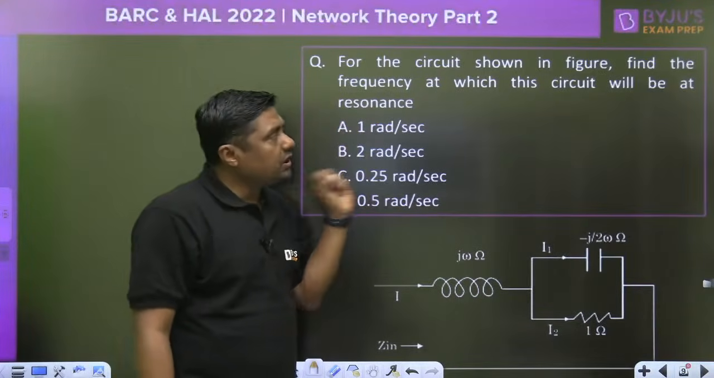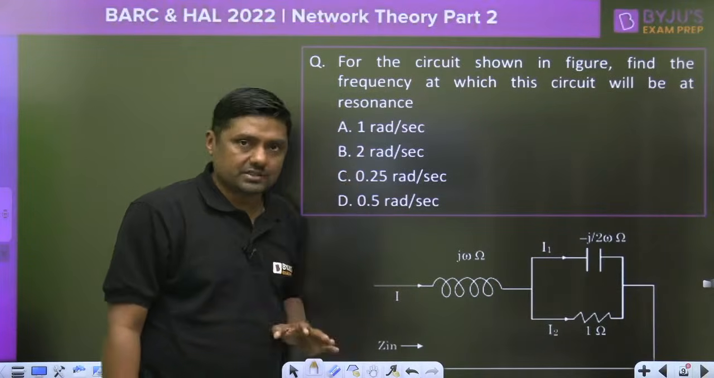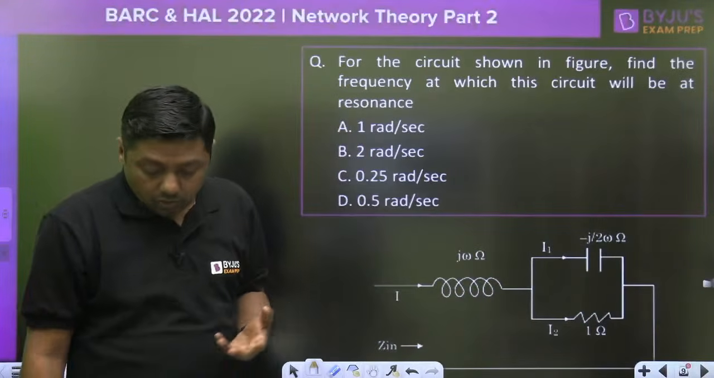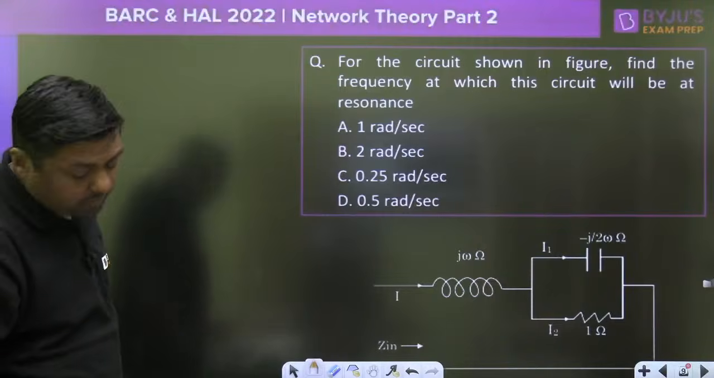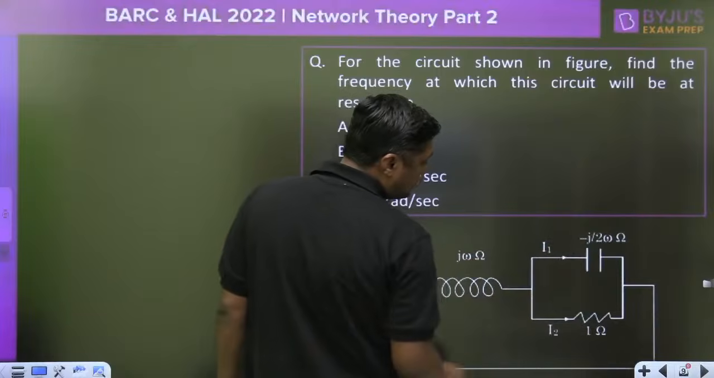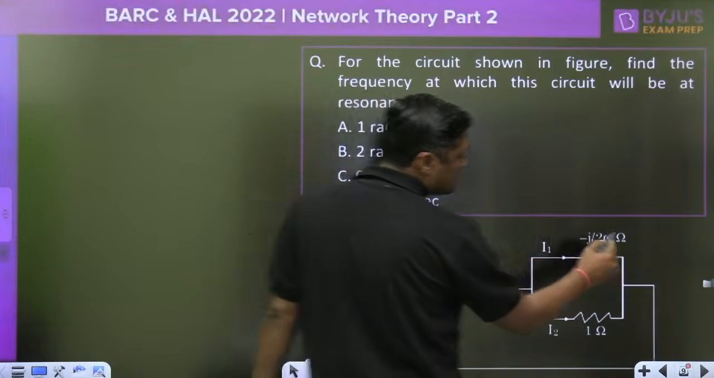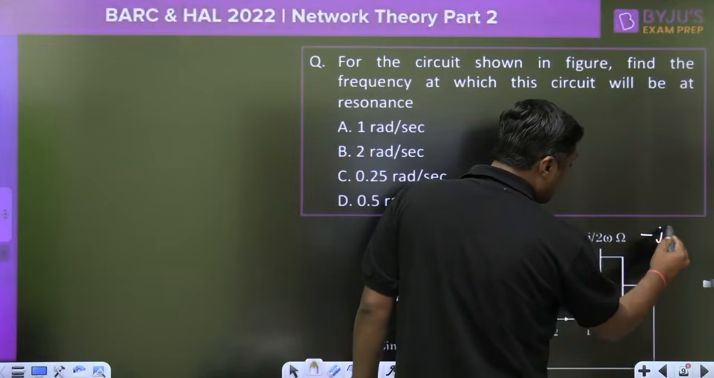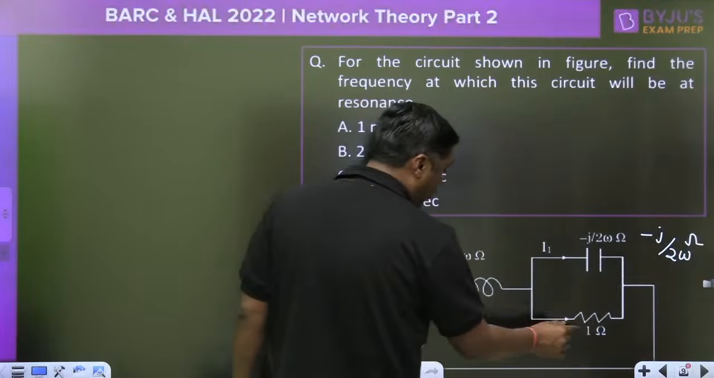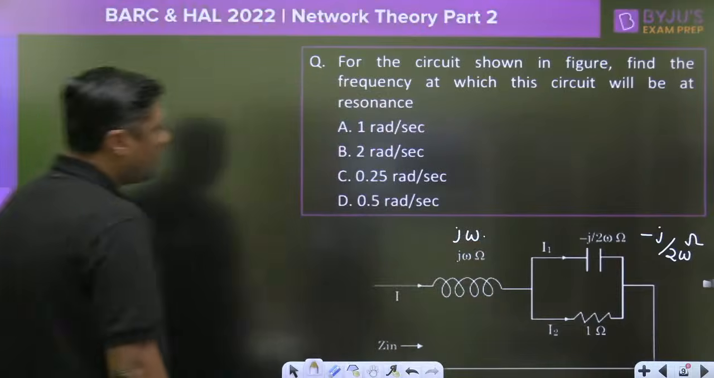For the circuit shown in the figure, find the frequency at which this circuit will be at resonance. What should be the frequency so that this circuit will be in resonance? We have j omega, minus j by 2 omega for the capacitor, and a 1 ohm resistor, right? What is the answer?